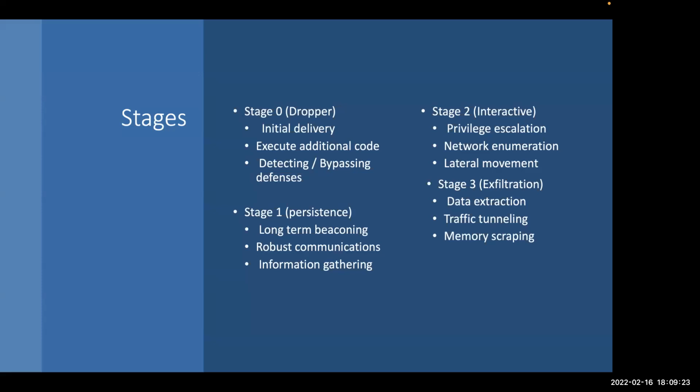Stage 2 and 3, you don't have to do them. They're just basic, more data. You gather more information about the target. You do some lateral movement through the network. So it's not very necessary. It's an additional functionality to your malware, but you don't have to use them.